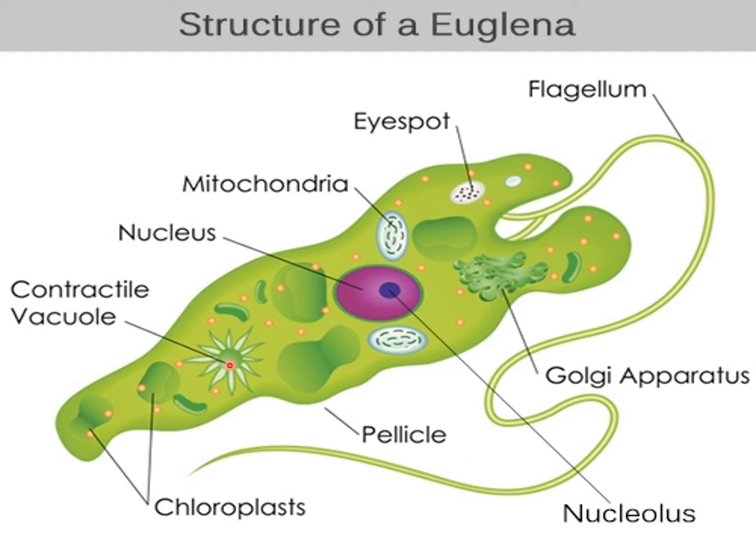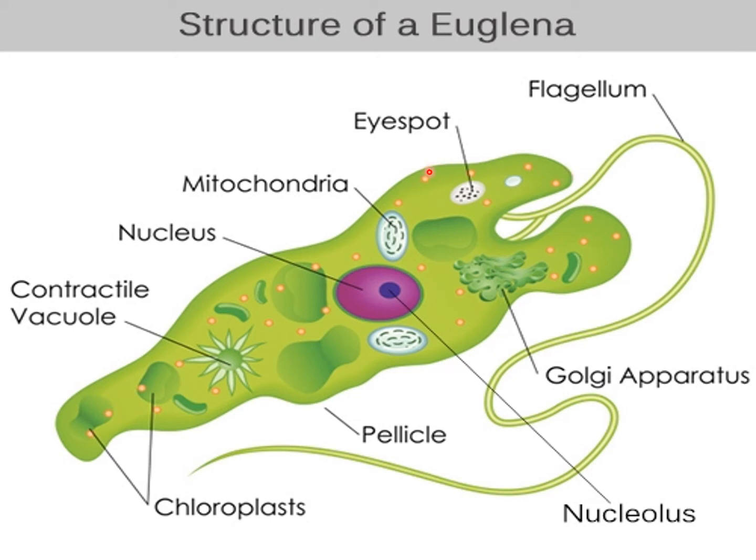Euglena also has cytoplasm, which isn't labelled on this diagram. It's the jelly-like substance which fills the cell. It's where all the reactions happen. And they have mitochondria to provide energy. They have a contractile vacuole like the amoeba does to get rid of waste.